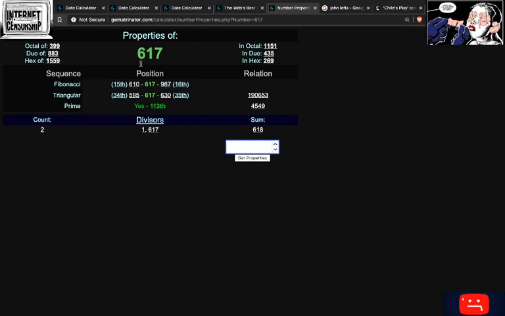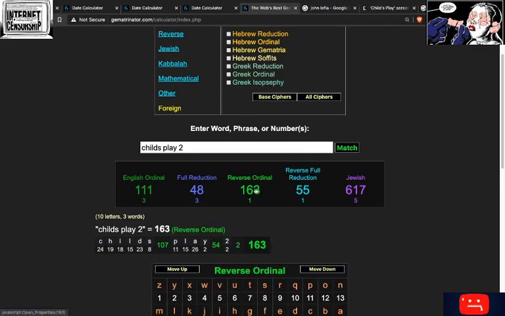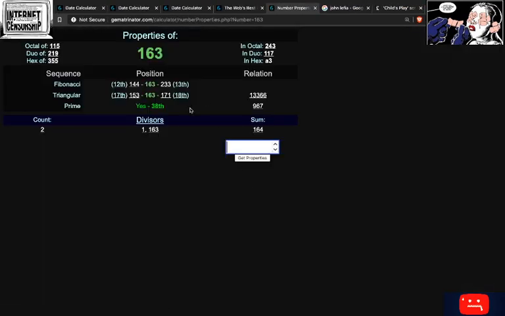617. Huh. Look at that. 617 is the 113th prime. Unbelievable. Burnt. And then I know 163 is what, the 38th prime, right? 38. There it is. Death. R.I.P.